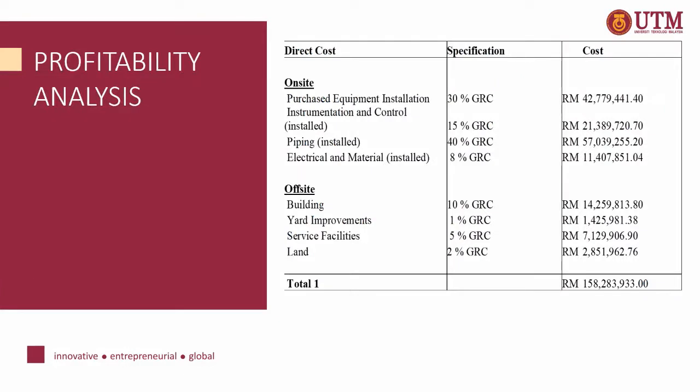Next is profitability analysis. The total capital investment of this plant is at least RM 750 million, the total production cost is at least 190 million, and the cash income after tax is at least 17 million. The plant spent at least 3 years for startup, and its operating life is at least 15 years.